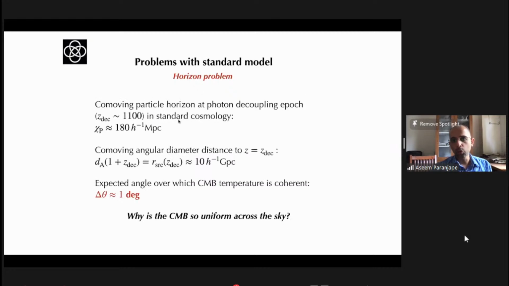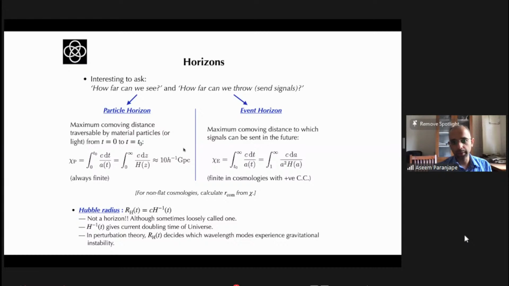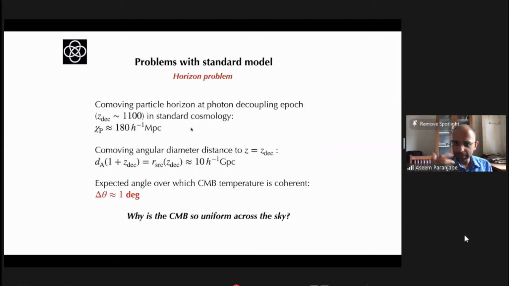Okay, so you can do it in different ways. For example, if I use this kind of expression, instead of z equal to 0 here, I will start at z equals 1100, and then I will take it up to z equals infinity. If I do that kind of calculation in a standard cosmology, let's say omega curvature is very small, omega radiation is whatever it is, omega m, omega lambda, you put whatever favorite values you have from the Planck experiment or WMAP experiment or whatever. This number will turn out to be of the order of 200 Mpc, 180 Mpc in the cosmological parameters that I used here.